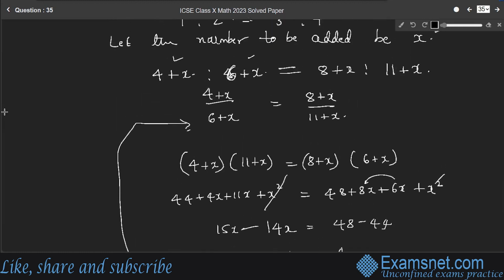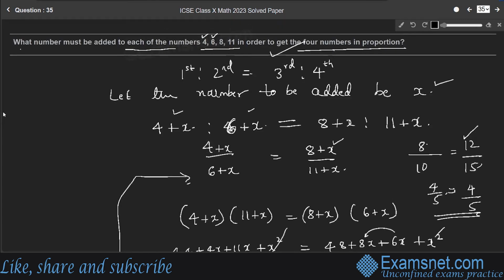So 4 plus x becomes 8. 4 plus 4, 6 plus x becomes 10, is equal to 8 plus 4, which is 12, 11 plus 4 becomes 15. So 2 into 4, 2 into 5. So the ratio is 4 is to 5. And in the RHS part, 3 into 4 is 12, 3 into 5 is 15. So the proportion will be equal, right? Therefore, 4 must be added to 4, 6, 8 and 11 in order to get the 4 numbers in proportion, right?